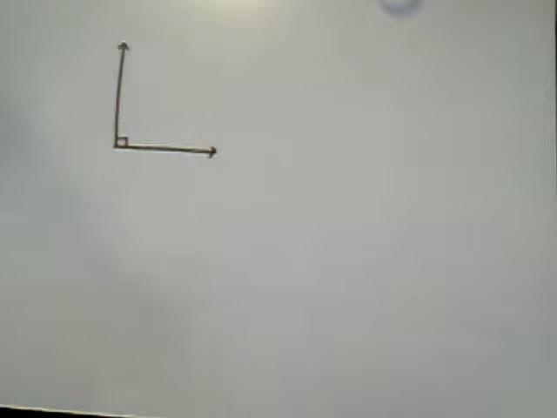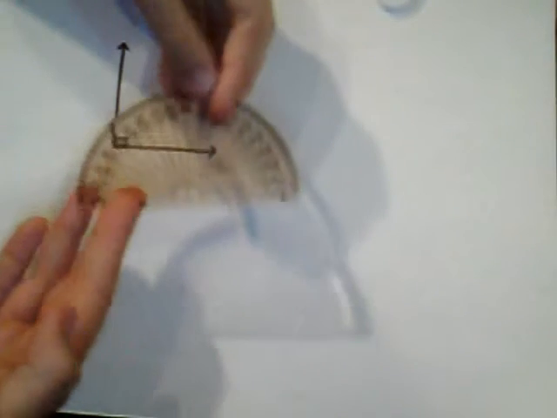Today I am going to show you how to measure angles with a protractor. Now I already have an angle drawn up here, and we can tell by looking at it that it should be a 90-degree angle. This is the protractor that I'm using today.